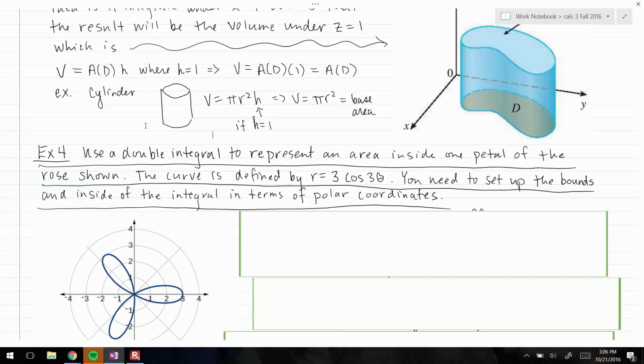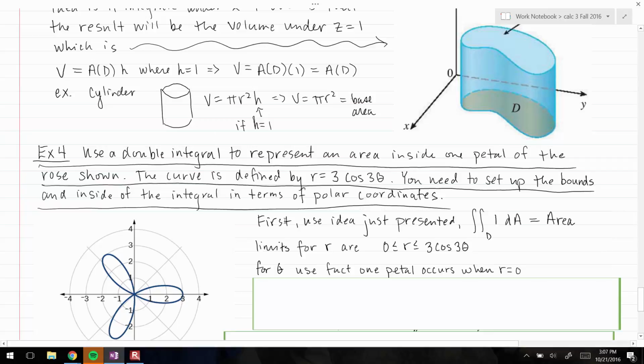Here it says use a double integral to represent the area inside one petal of the rose shown. These don't really look like roses, but that's what they're called. The curve is defined by r equals 3 cosine of 3 theta. You need to set up the bounds and the inside of the integral in terms of polar coordinates. Rectangular would be impossible. All your other problems are volumes, so these stick out in that way: with the double integral over the domain, we integrate 1, the z equals 1 surface, and that will be equal to the area.